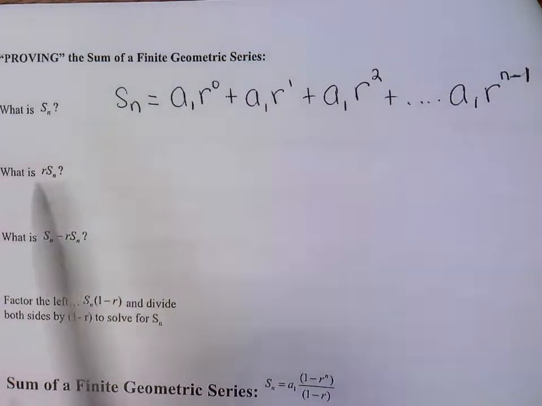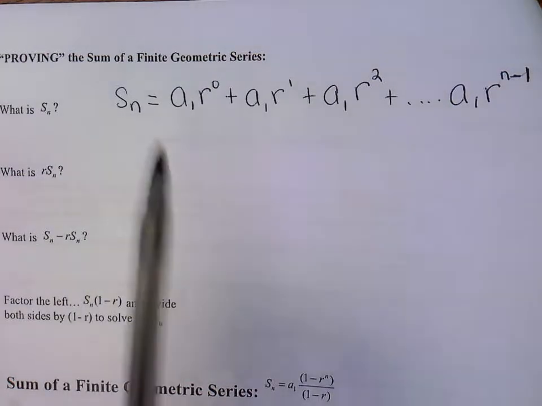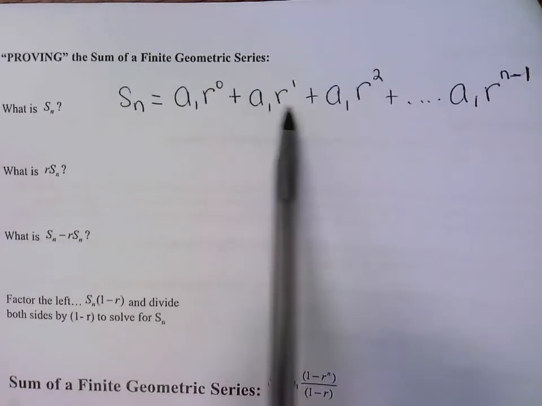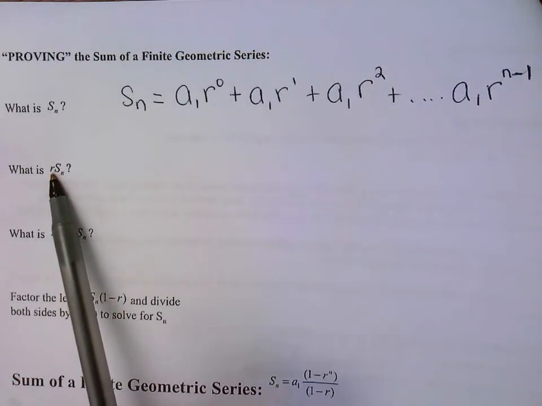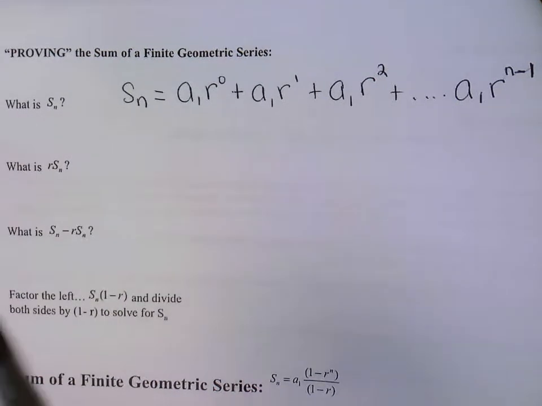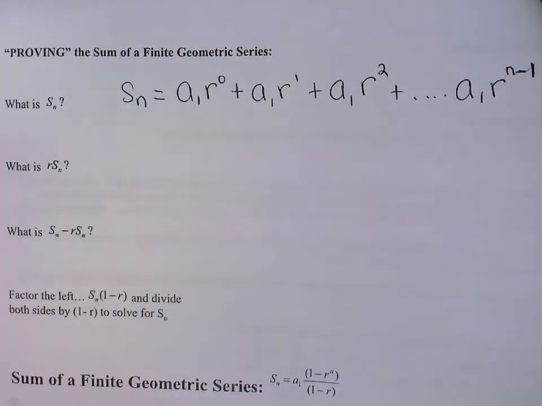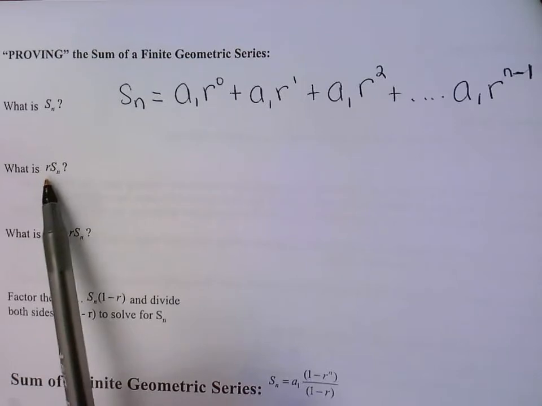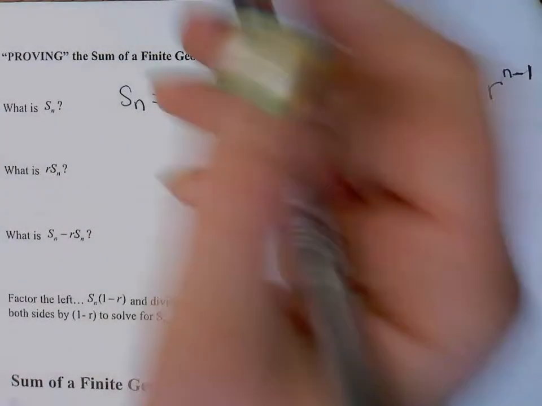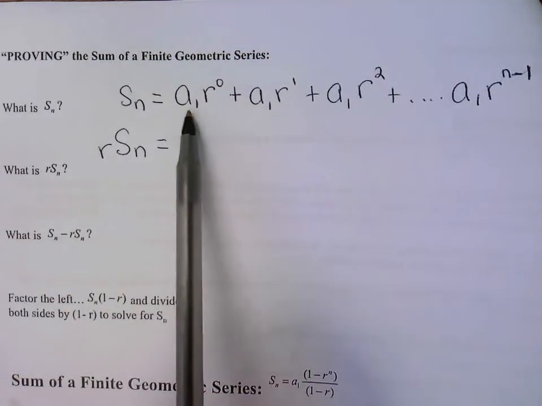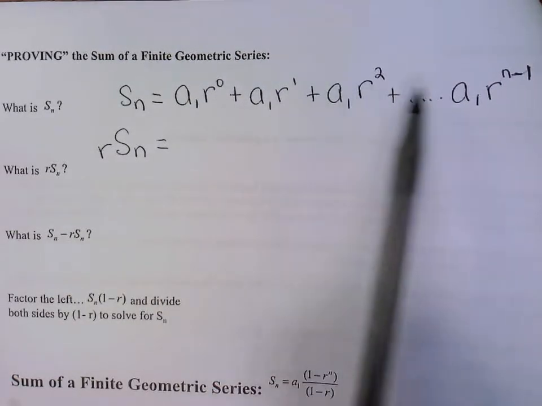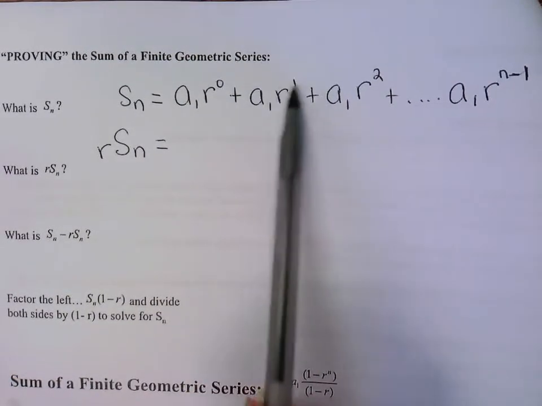So someone smarter than me came up with this proof. They decided, I'm going to multiply this entire equation through by r. I wouldn't think to do that. So this is just a proof. You don't have to know I would multiply by r. So what they did is they went through and said r times S sub n. If I multiply by r, what's it going to do to each of these r powers?